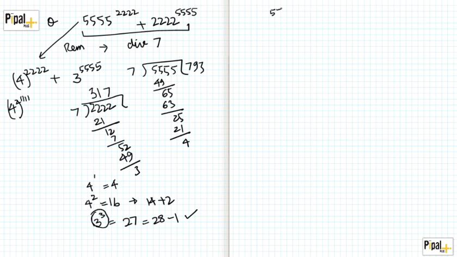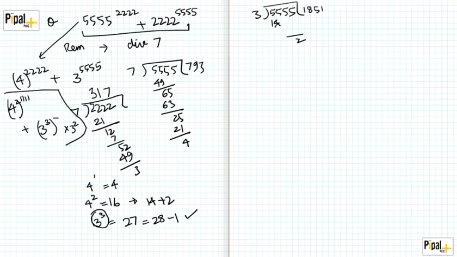When I divide 5555 by 3, I get the remainder. This is 1, 25, 8 the 24, 15, 5 the 15, 1 the 3, remainder is 2, right? So this becomes 3 to the power 3, raised to the power 1851, multiplied by 3 squared, right? So let me just separate out the mess.